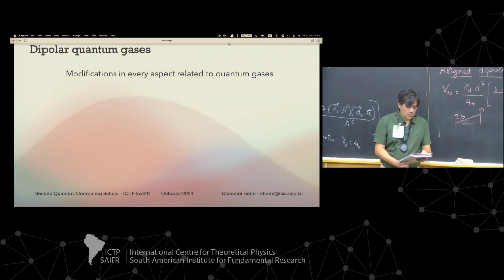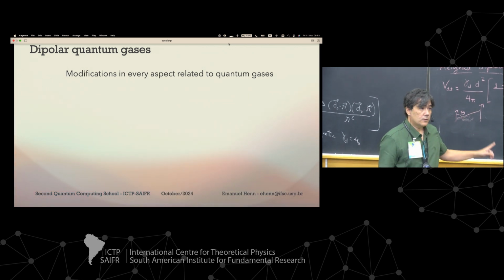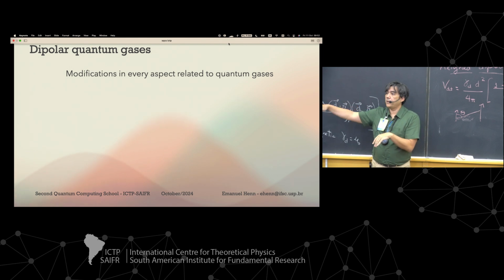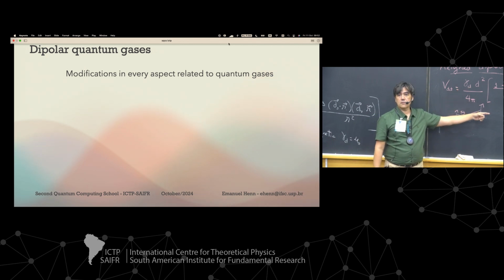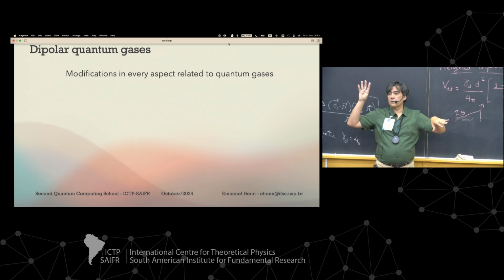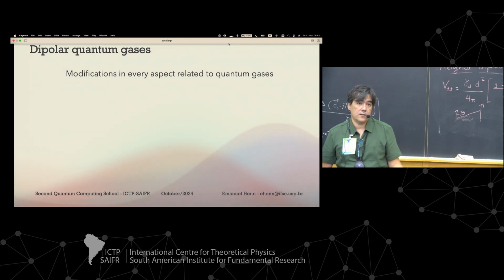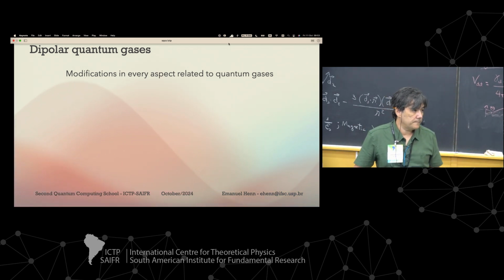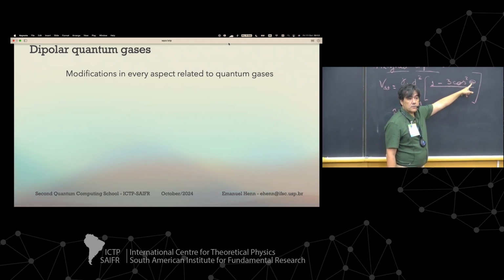Good. Now I want to compare this interaction term. Remember, we are in the context of the Gross-Pitaevskii equation. So I have trapping, I have kinetic energy, I have the billiard ball interaction potential, and I want to add this. So I want to compare the billiard ball potential with this. The billiard ball potential, first, is isotropic. It looks the same whatever the direction I have. This is not. This is anisotropic.